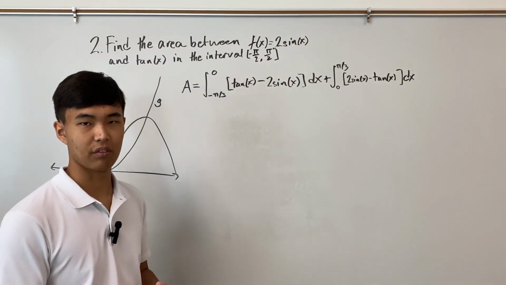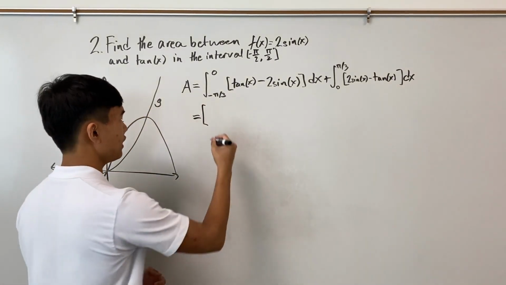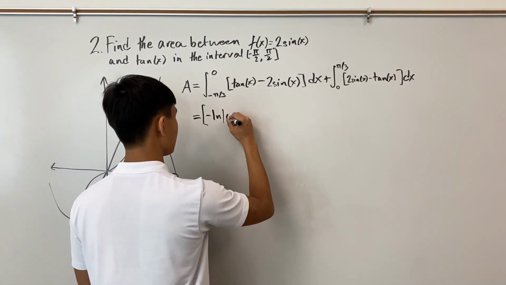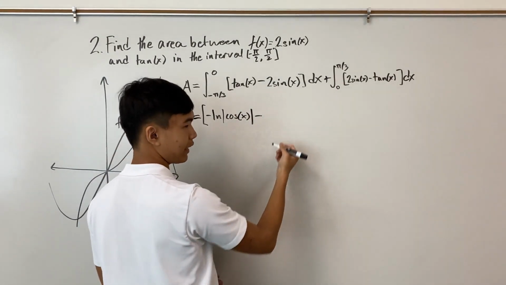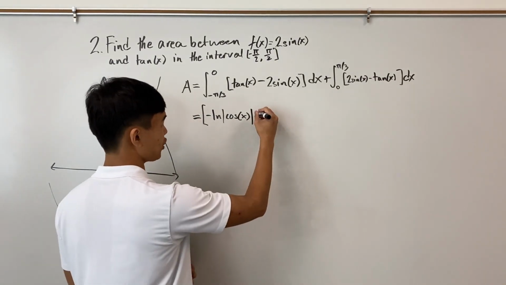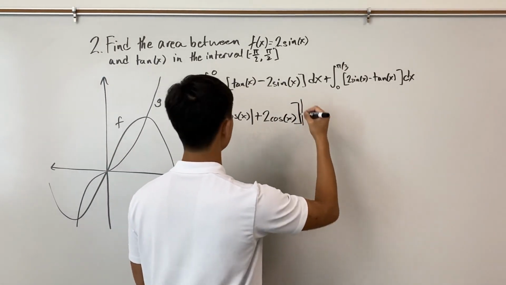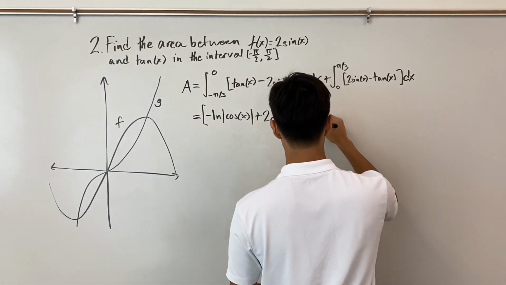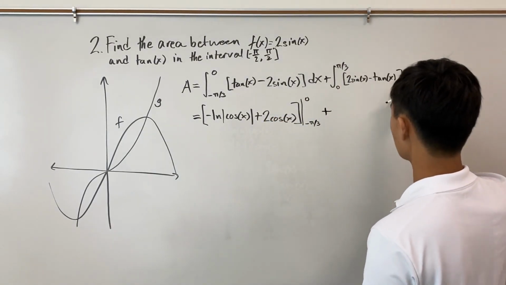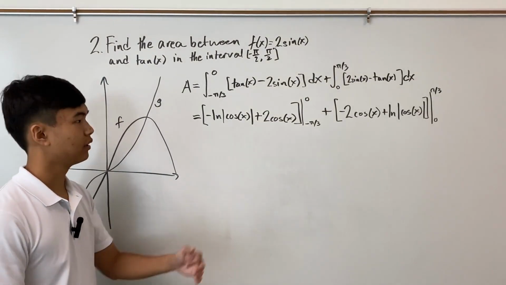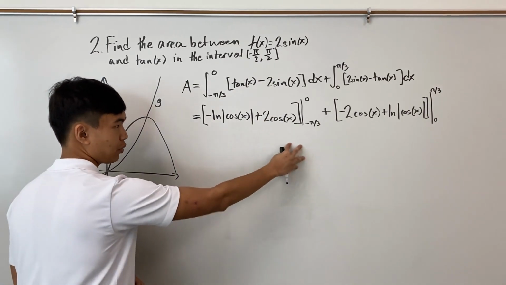And now we just have to solve the integral. So I have the integral of tangent is negative ln of cosine of x minus the integral of sine is negative cosine. So actually this should be a plus. All of this evaluated from negative pi over 3 to 0. Plus, and then we have the reverse order here, like this. Now we just have to evaluate the definite integral bounds. And I'm going to do just this one first.